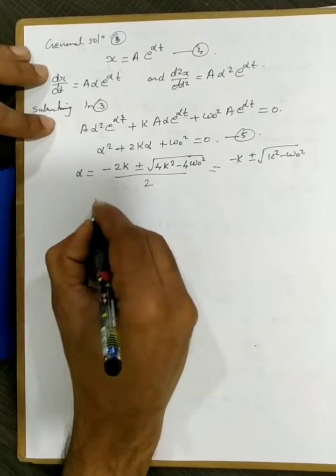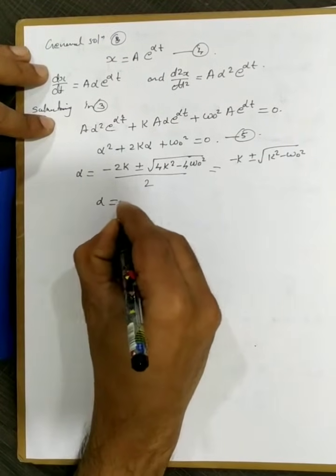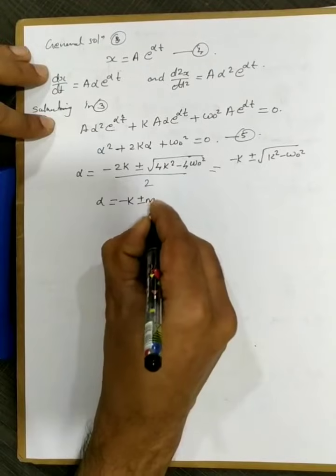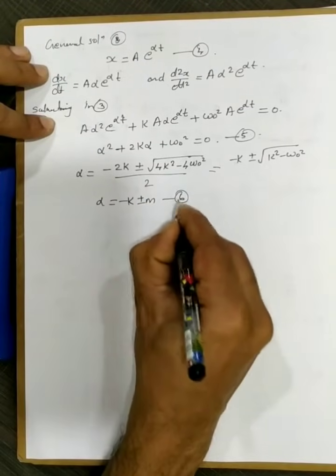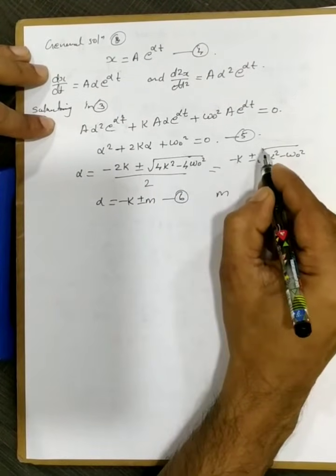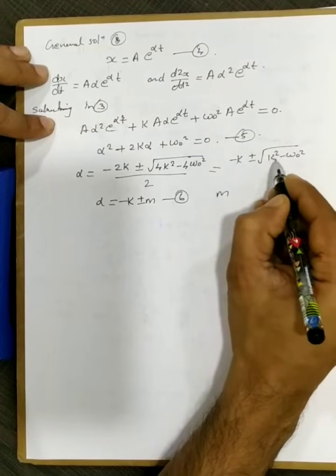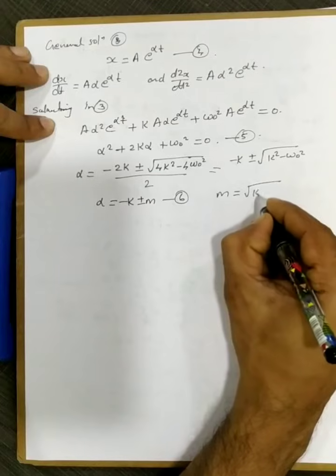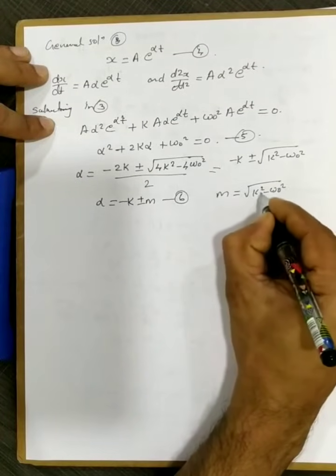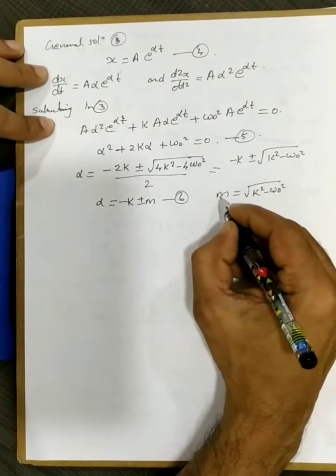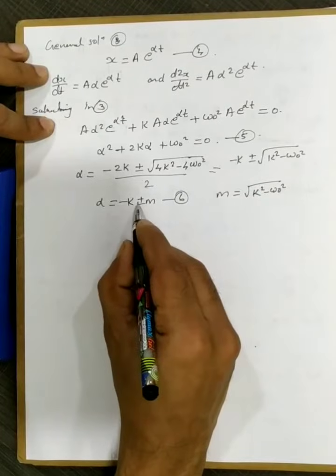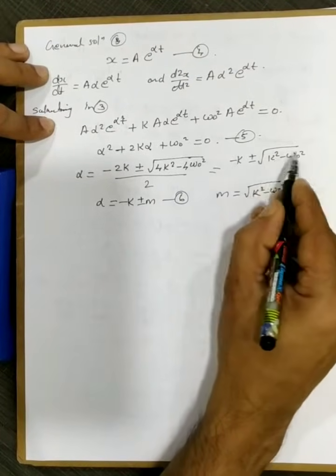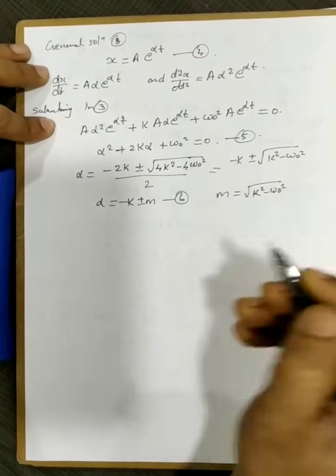Now let me write this in this way. Alpha is equal to minus k plus or minus m. This is equation 6, where m is the square root quantity, square root of k square minus omega square, which I am calling m. m is equal to square root of k square minus omega square. We have some lengthy derivations to do, that is why we are making this substitution. So alpha is equal to minus k plus or minus m.